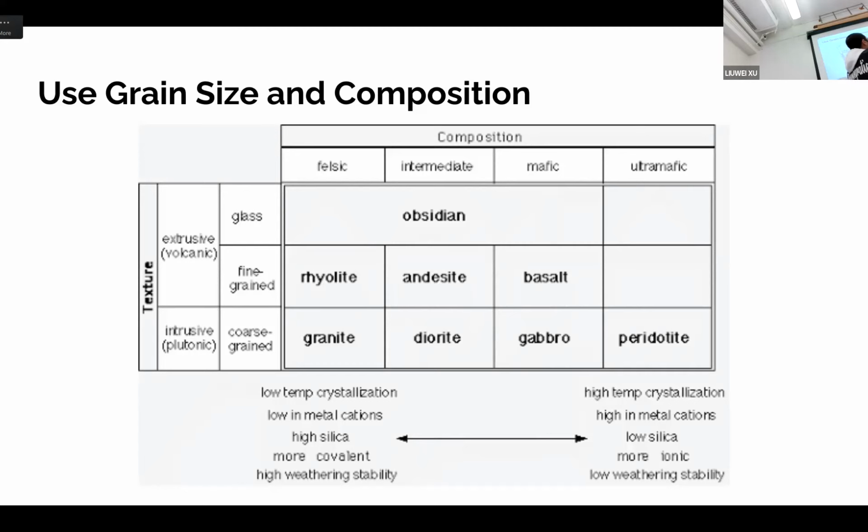And for this ultramafic rock, peridotite, this is a very special rock. The mineral component of this rock is almost entirely olivine, so it has the same color as olivine. It's green color. So this is very special.